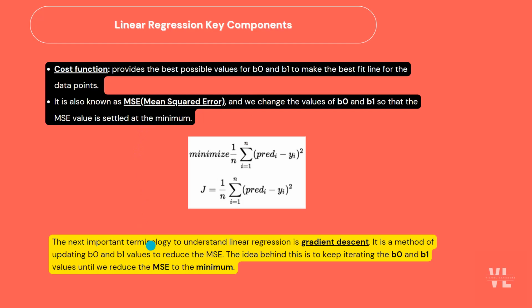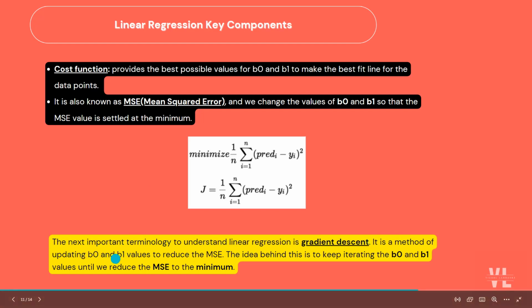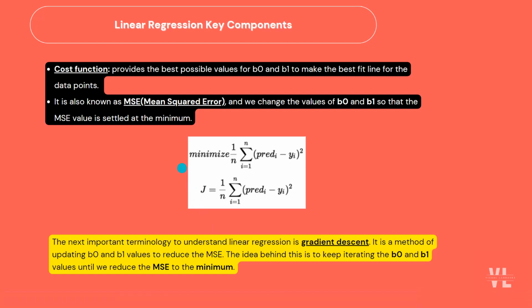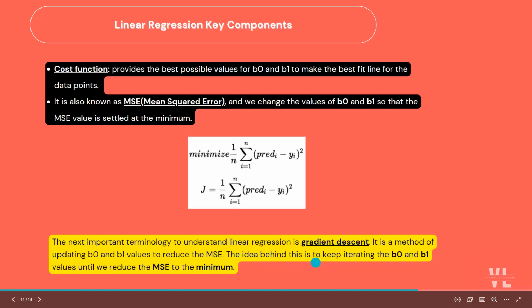The next important terminology to understand linear regression is gradient descent, and it is a method of updating b0 and b1 values to reduce the mean squared error. One way we could minimize the cost function is by using an optimizer algorithm such as gradient descent, and we have covered this in detail in a previous video. The idea behind this is to keep iterating the b0 and b1 values until we reduce the MSE to the minimum value.